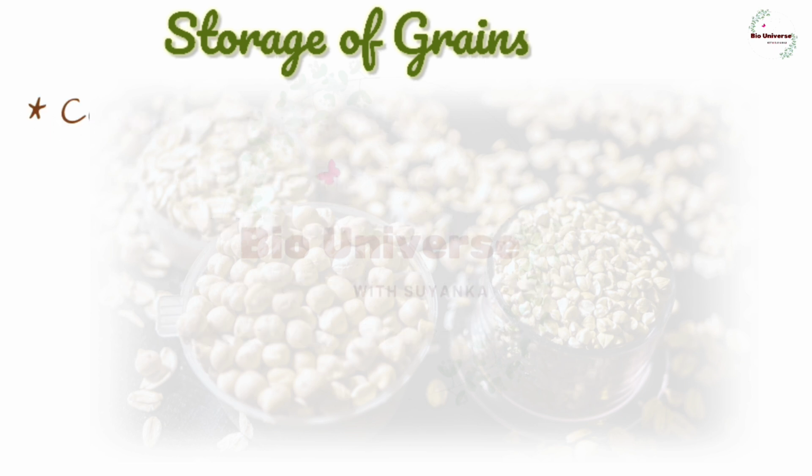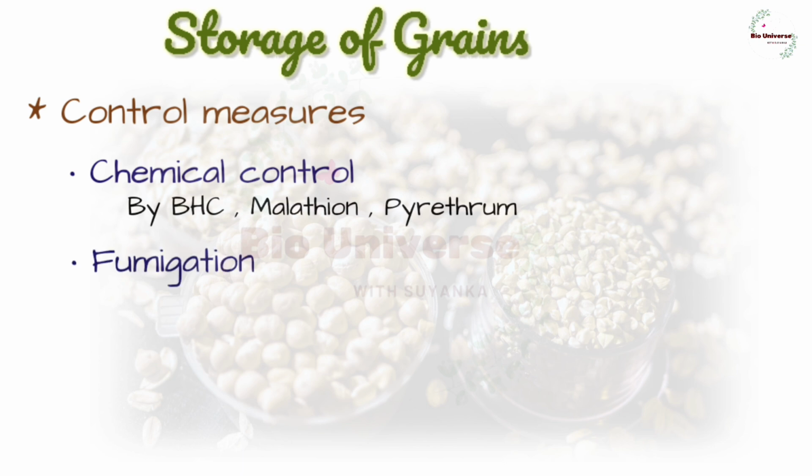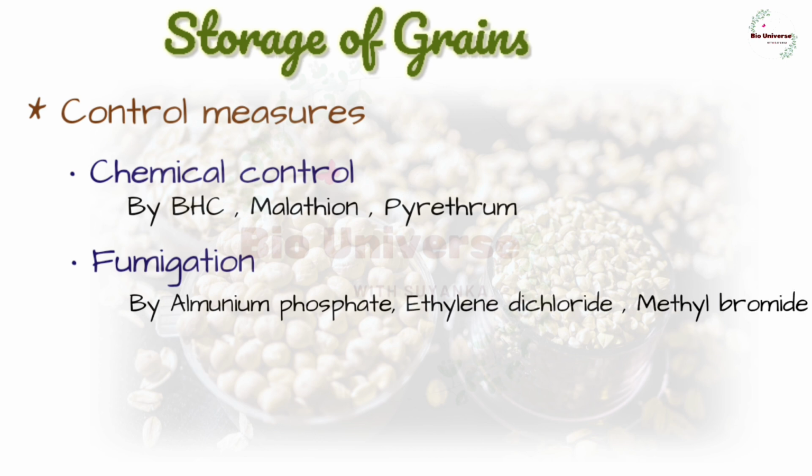Control measures for pest control are: Chemical control. The pesticide solution is sprayed over the gunny bags containing food grains by using a manual sprayer or mechanical sprayer. The various pesticides which can be sprayed are BHC, that is benzene hexachloride, vegetable powder, malathion or pyrethrin. Fumigation. Pesticides which can destroy insects by forming toxic fumes are called fumigants, and the process is called fumigation. Fumigation can be done by aluminum phosphide, ethylene dichloride or methyl bromide.